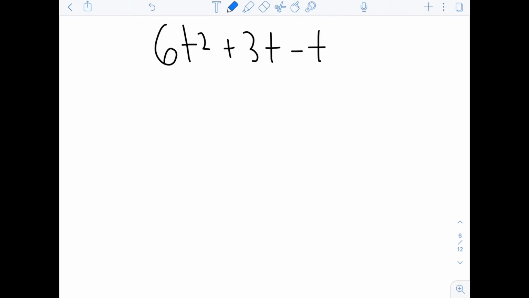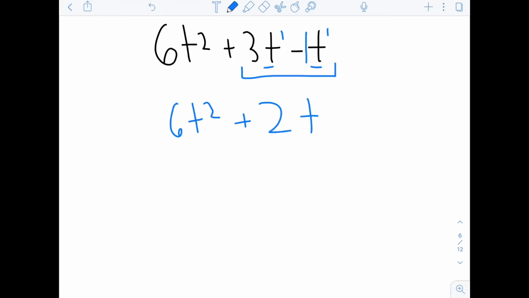For this one, there are some like terms and some unlike terms. As you can see, we can combine the 3t and the t because they have the same variable and their exponent is both to the power of 1. So we could combine 3t minus t, which is basically just 1t, into 2t. And we can't do anything with the 6t squared because it's an unlike term. You can't combine t squared and t because they have different exponents. So that's all you can do to this one.